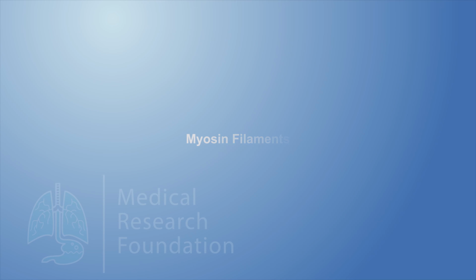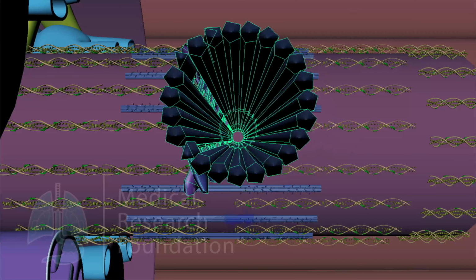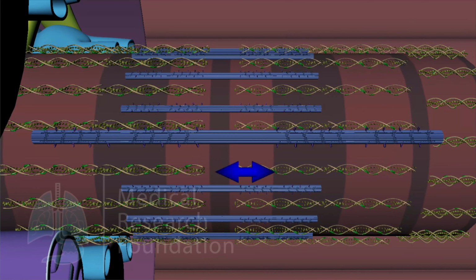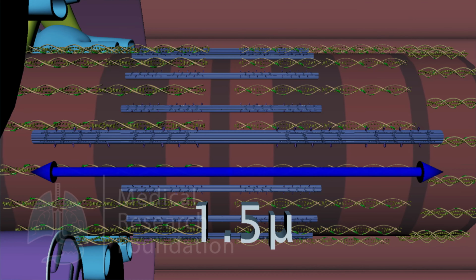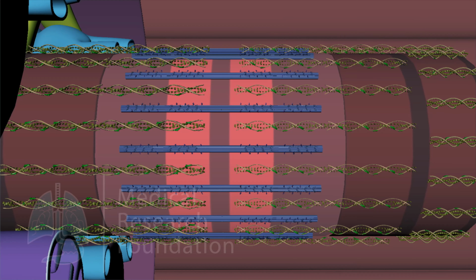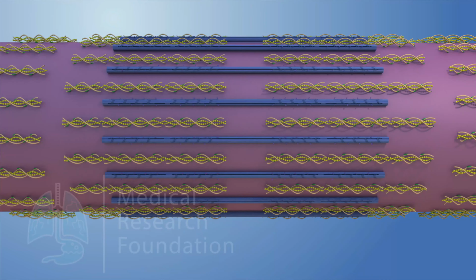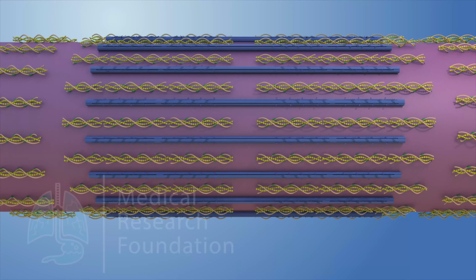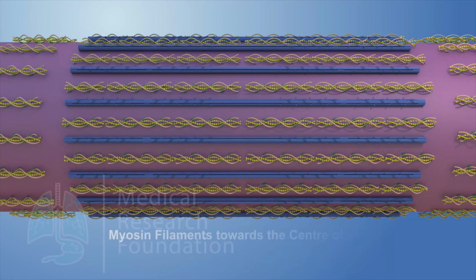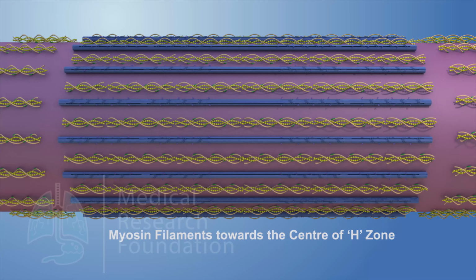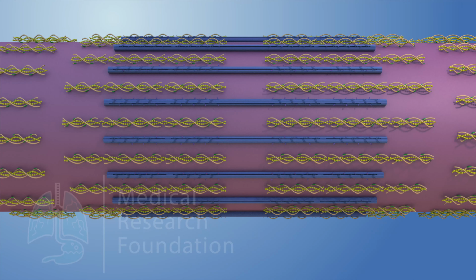Myosin filaments are thick filaments with a diameter of 115 angstrom and a length of 1.5 micron. These filaments are situated in the A band. During the contraction of the muscle, the actin filaments glide down between the myosin filaments towards the center of the H zone and approach the corresponding actin filaments from the next Z line.